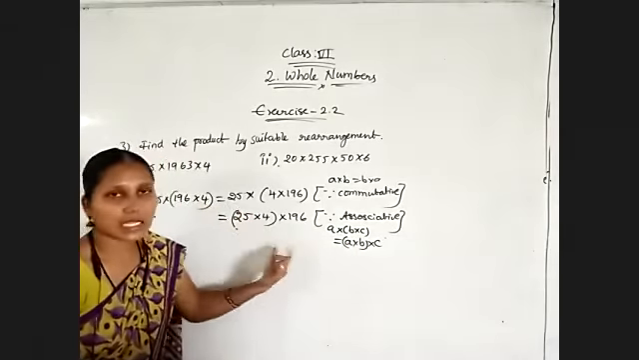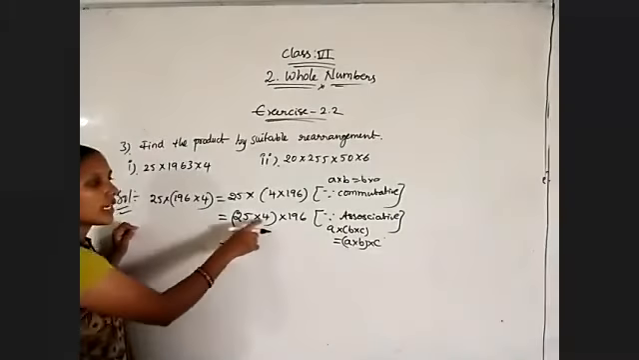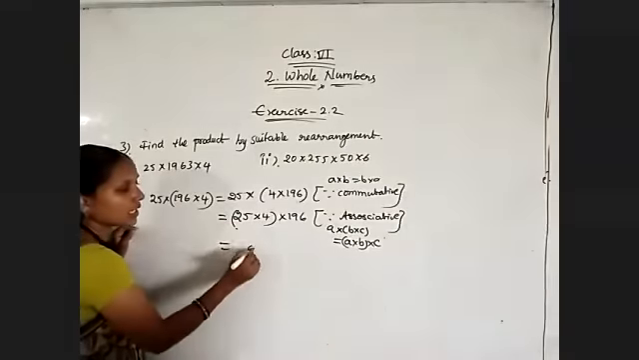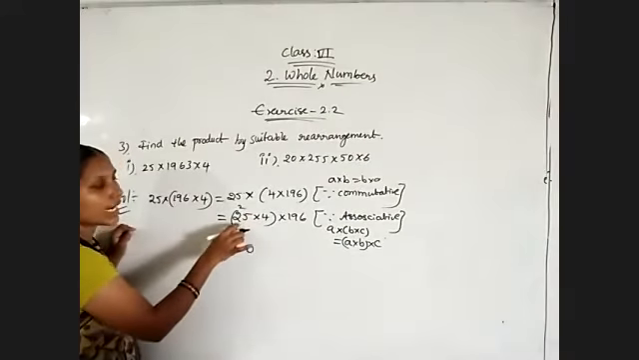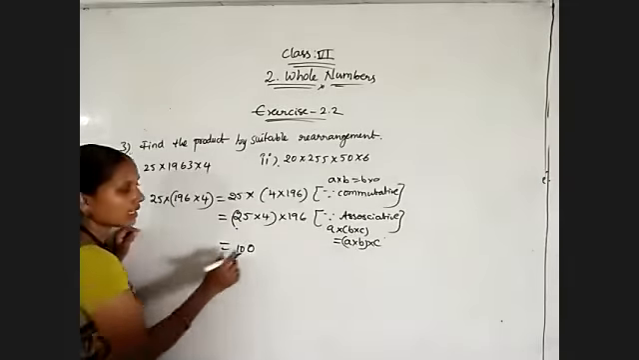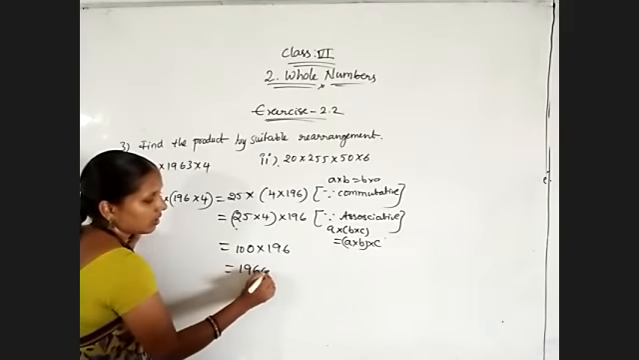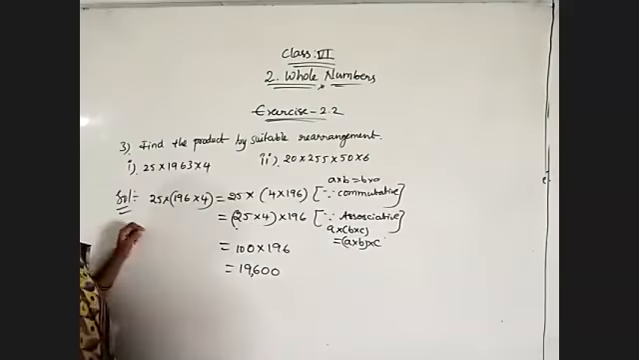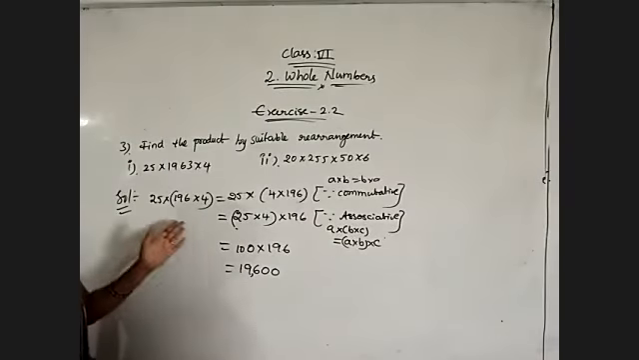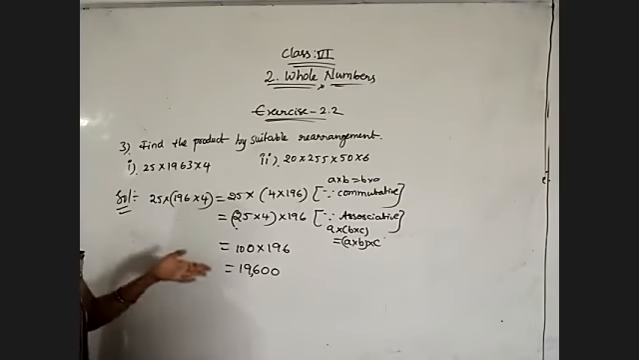So like this we have to do the calculations. Now is equal to 25 4s are 100 into 196. So that is 19,600 is my result. So without performing hard calculations, directly we got the answer.